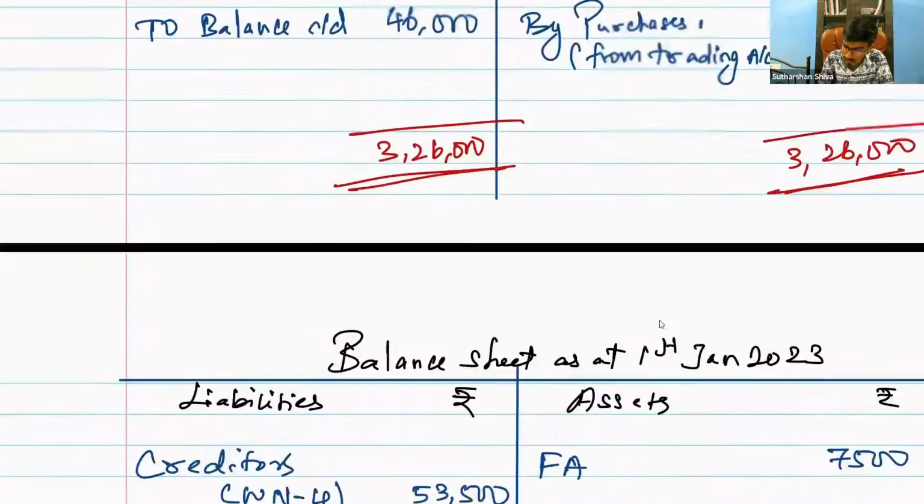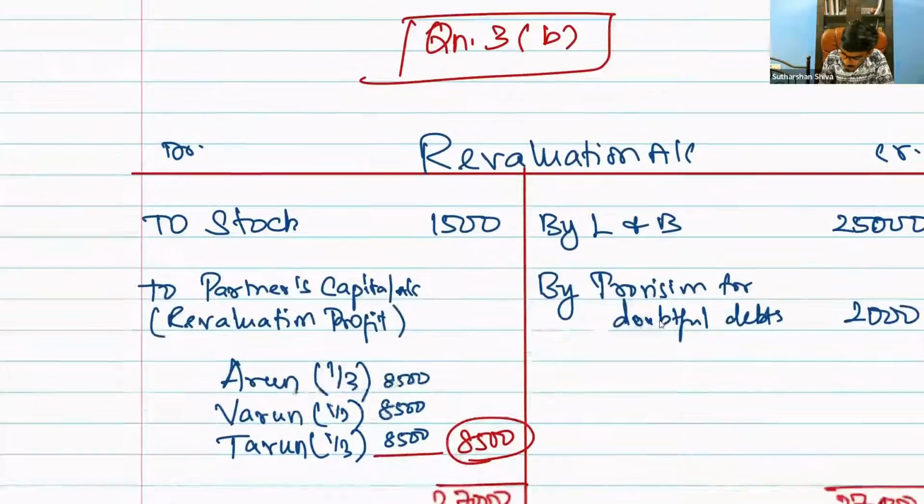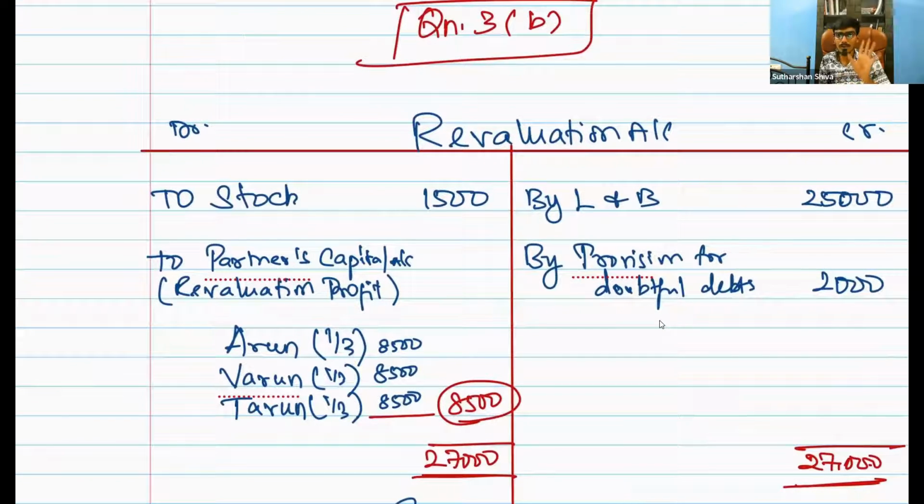For every new page, I will start a new question. Question 3B, revaluation account. You will do a simultaneous approach. Here, for our discussion, I am not doing a simultaneous approach, as I am not solving the MTP, I am just discussing with you. Simultaneously, you will prepare the revaluation account, partners' capital account, and then the balance sheet.